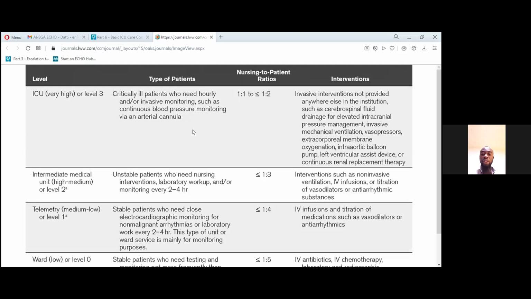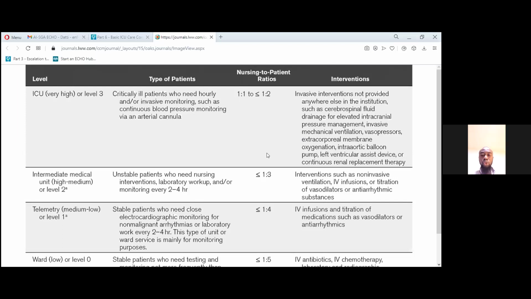The nurse to patient ratio in such level 3 ICUs is 1 to 1, and the highest is 1 to 2. That's why they said 1 to 1 to less than or equal to 1 to 2. So the highest is 1 to 2 in such level 3 ICUs. On the right hand side, you can see the interventions that can be done in such ICUs, but that's not the case we are discussing here.